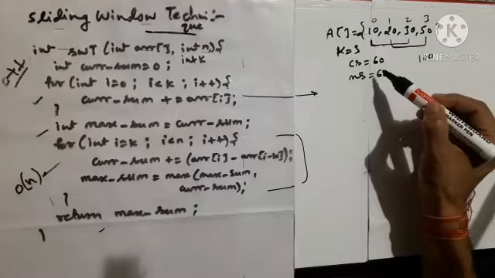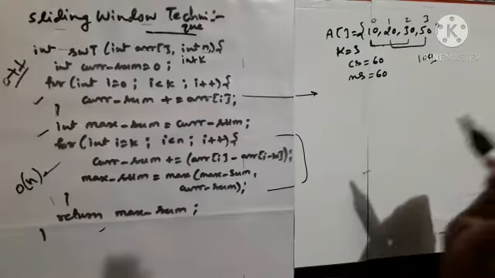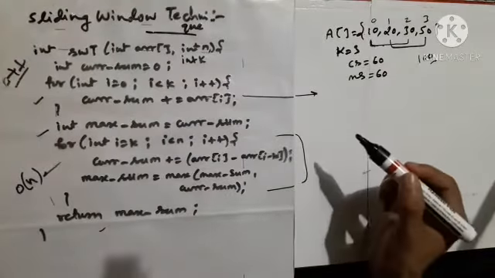So do you think 60? No, 60 is not correct. 100 should be the output. Okay, now let's check whether I'm getting 100 or not.